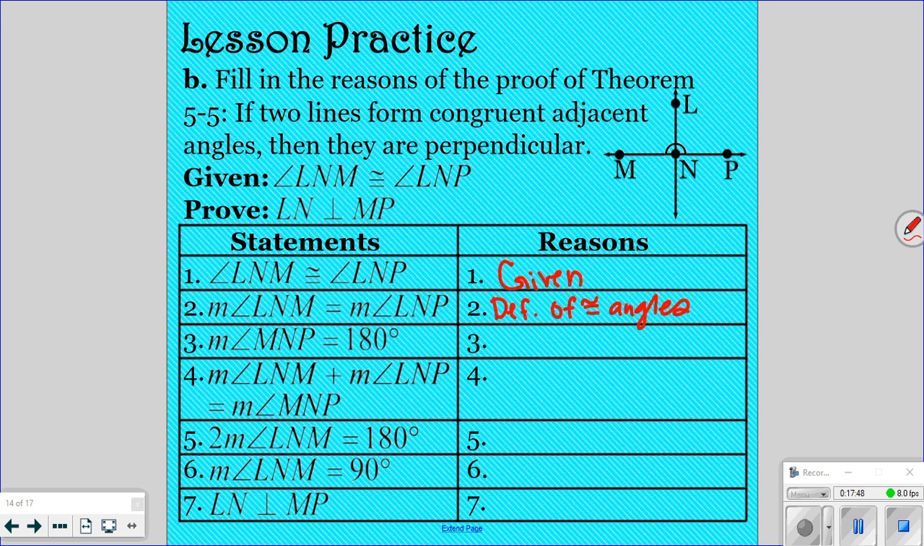For part 3, measure of angle MLP equals 180. That is the definition of a straight angle. Okay? Then we know that angle LM plus angle LP equals angle MP. And that comes from your angle addition postulate.